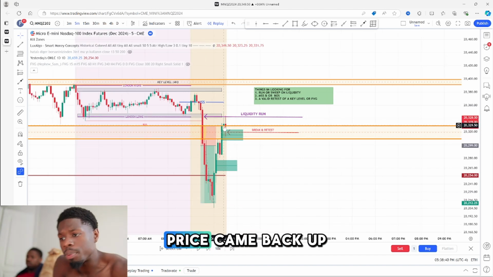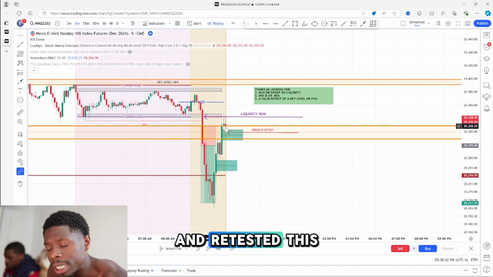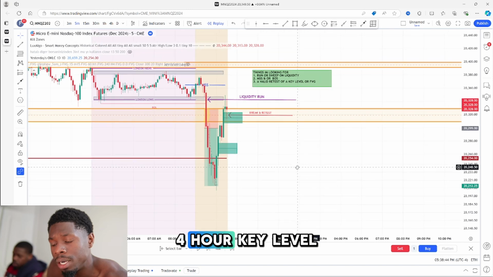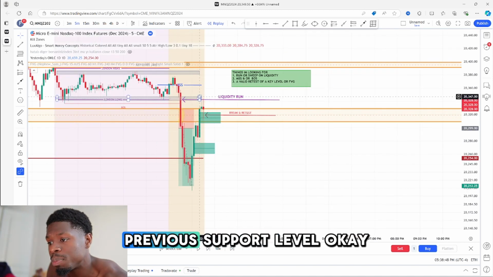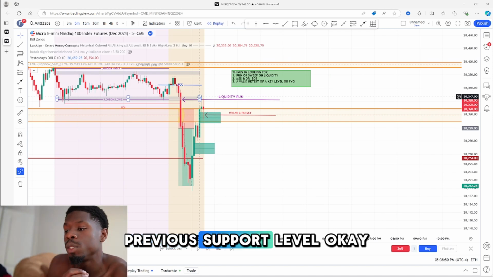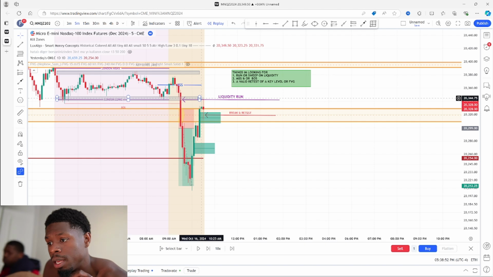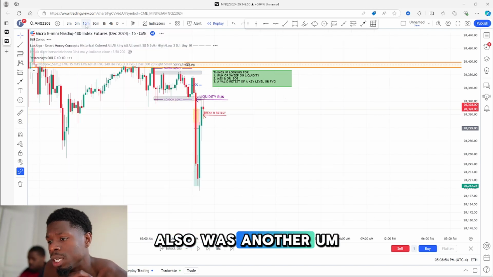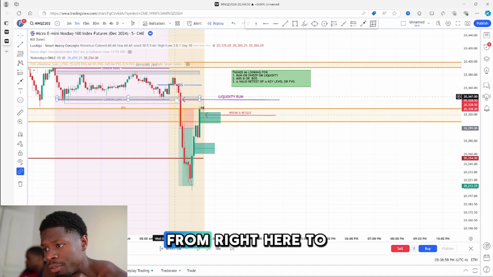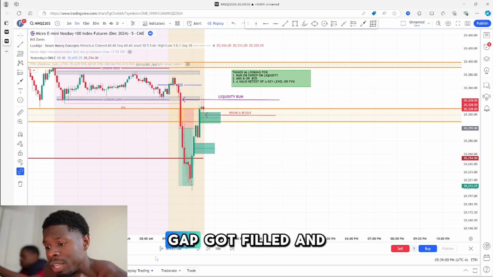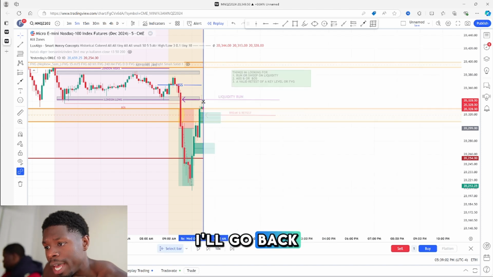So we can see price came back up and retested this 4-hour key level, right? We also tested this previous support level, okay? So I think this also was another fair value gap that you could have used to get in from right here to right here. Once that fair value gap got filled, and I'll go back.